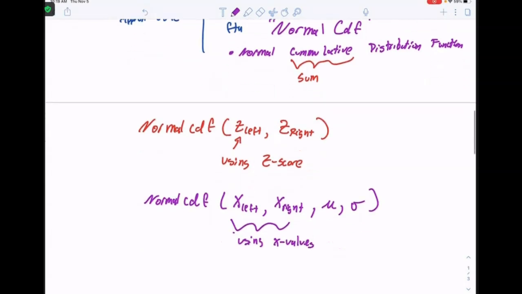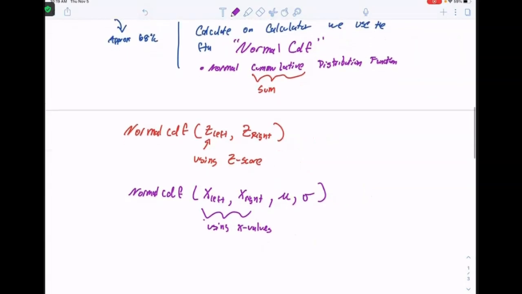Now, I traditionally always use the z-scores because we found the z-scores, and in today's lesson that's going to help us make that connection with what we did yesterday. So I'm going to actually be utilizing this now. Technically, what's being done here is it's doing normal CDF, z left, z right, and without us knowing it, it's plugging in a mean of 0 and a standard deviation of 1.